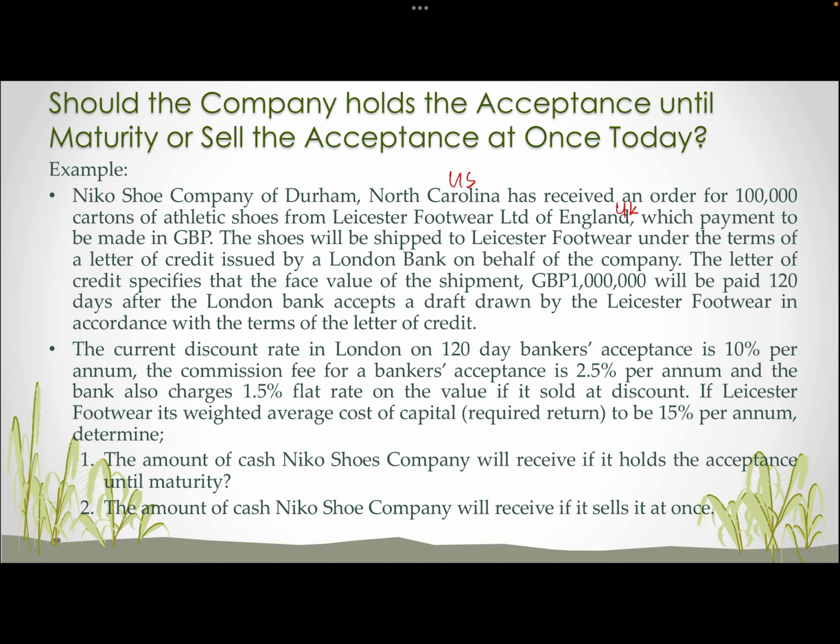The shoes will be shipped to Leicester Footwear under the terms of a letter of credit issued by a London bank on behalf of the company. The letter of credit specifies that the face value of the shipment, £1 million, will be paid 120 days after the London bank accepts a draft drawn by Leicester Footwear in accordance with the terms of the letter of credit. Nico Shoe gets an order, meaning that Leicester wants to buy athlete shoes from Nico Shoe.